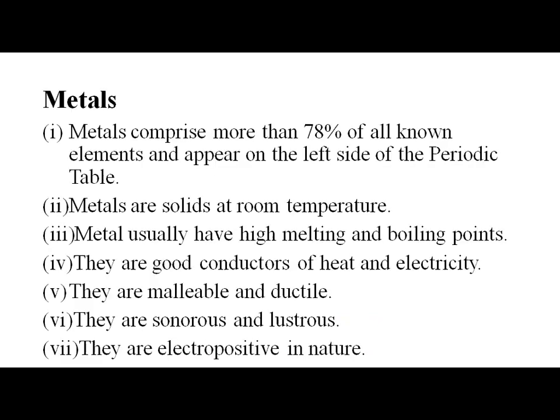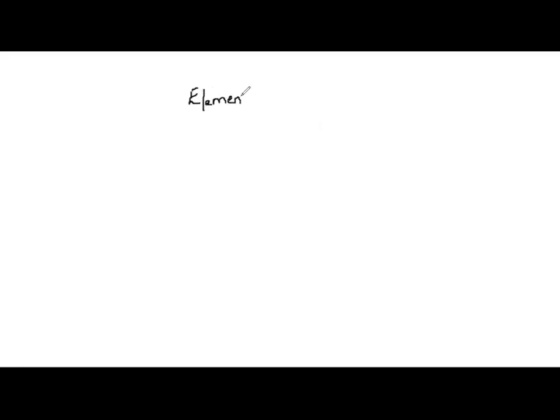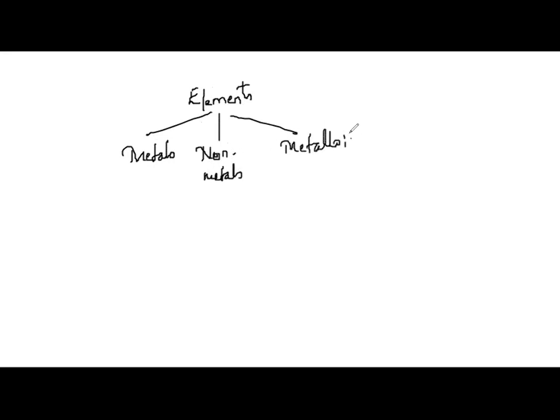Apart from this, the periodic table is also classified into metals, non-metals and metalloids. We know that elements are pure substances, right? These are classified into three types: metals, non-metals and metalloids. Metalloids are also called semi-metals.